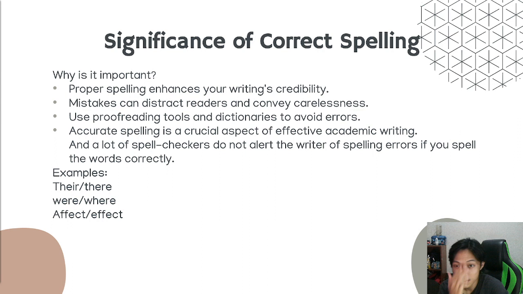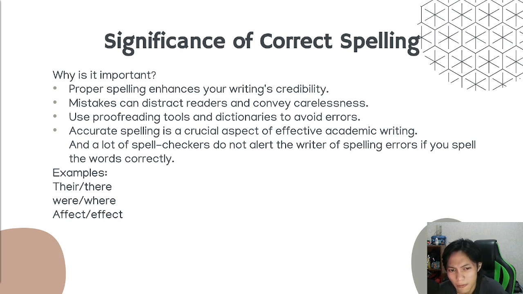So the next one, significance of correct spelling. It's important to have correct spelling because it makes your writing more credible. Mistakes can distract the reader and convey carelessness. So you need to use proofreading tools and dictionaries to avoid errors.